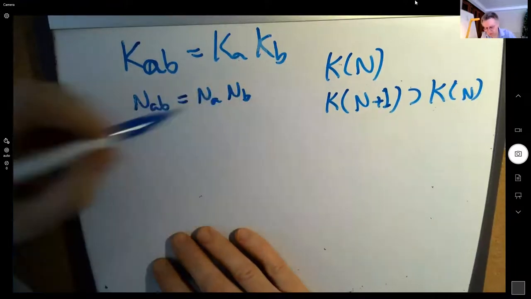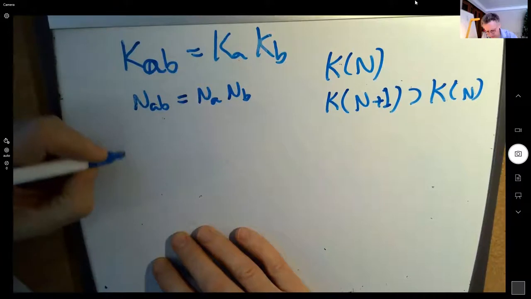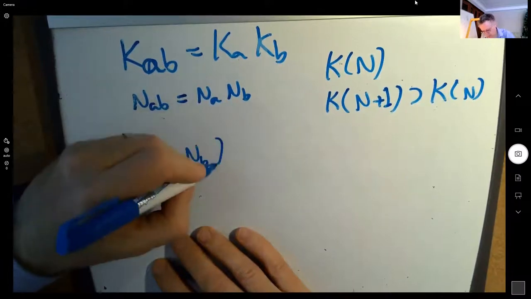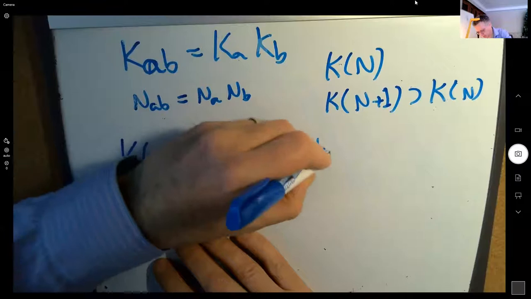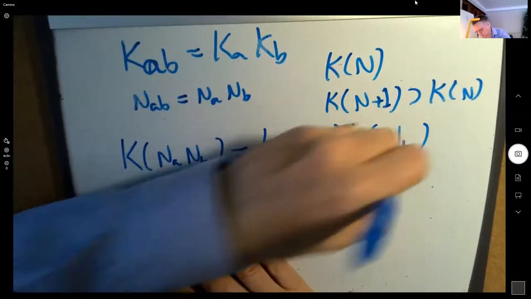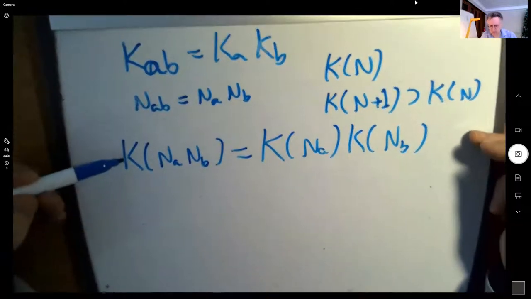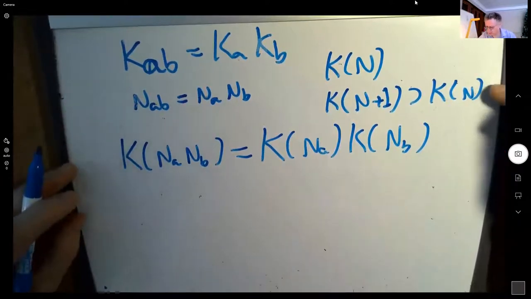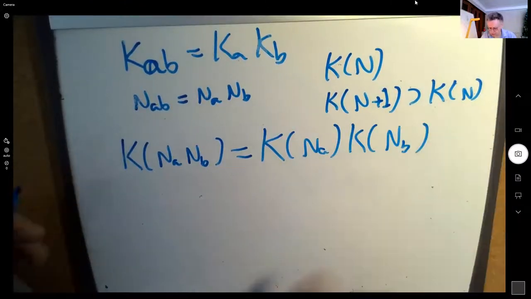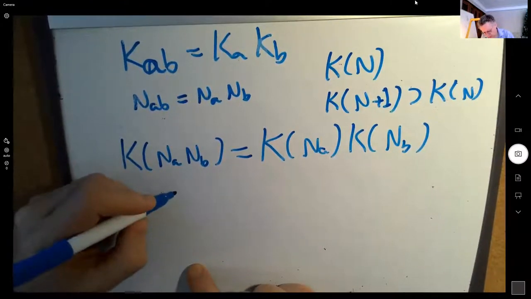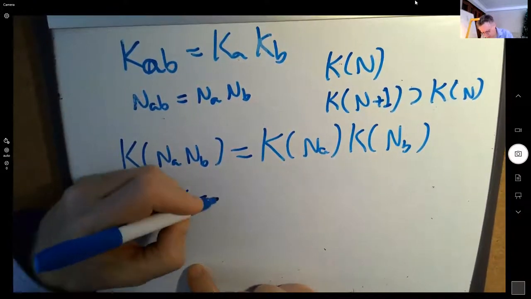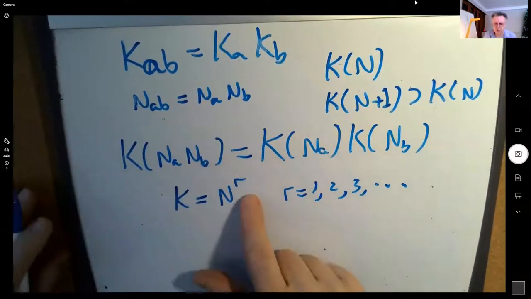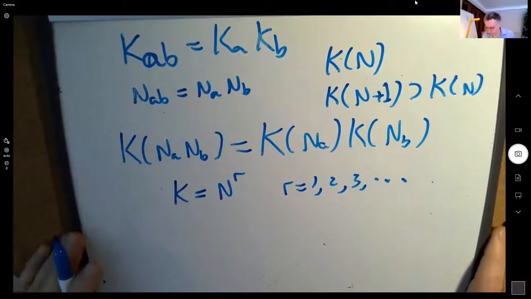Now, if we take this property and combine it with these two, then we get some function K of N_A N_B equals K of N_A times K of N_B. Functions that have this property are called completely multiplicative. And you also use the property that the function is strictly increasing. Then after a little bit of number theory, you can show that K is equal to N to the power R, where R is some integer.